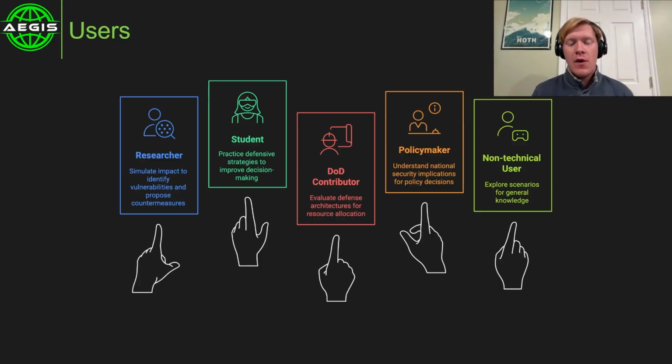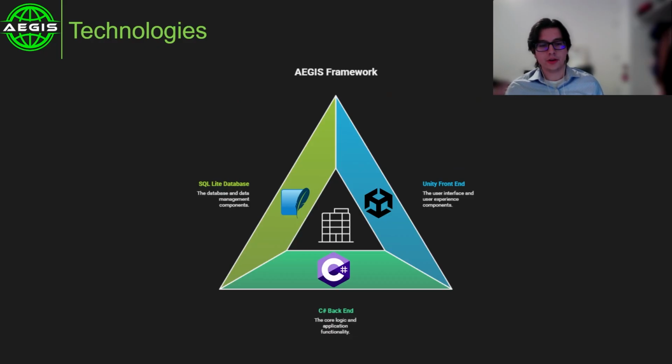Awesome. We just want to share about what users we cater this project towards. There's lots of different types. So we have researchers, students, Department of Defense contributors, policymakers, and non-technical users. We built this project in mind of all of these different user types. For AEGIS, we're using C# as our main language for building the core logic and functionality. We're using Unity to build the front-end UI, as well as the 3D visuals. And we're also using SQLite for loading and saving our databases.